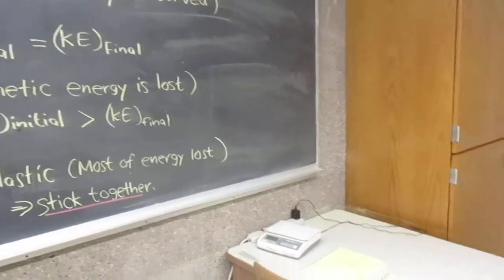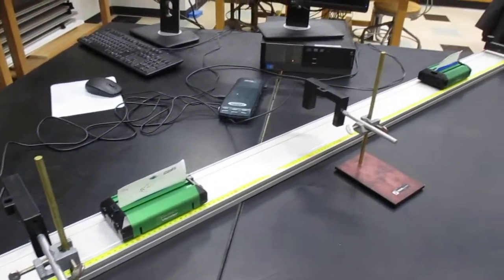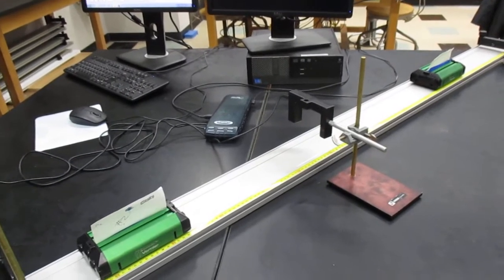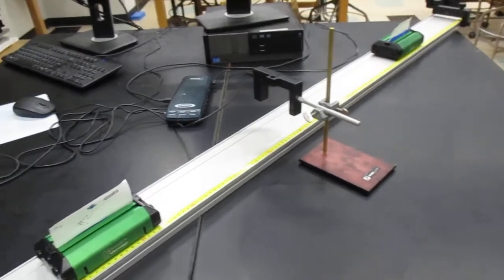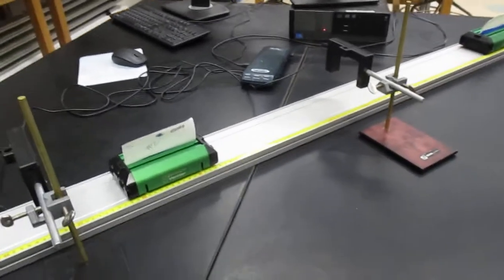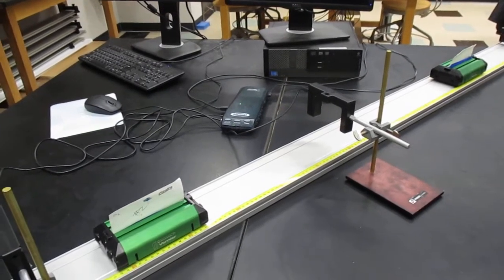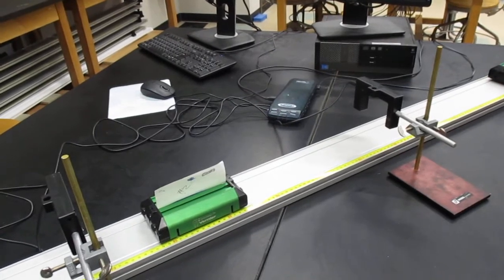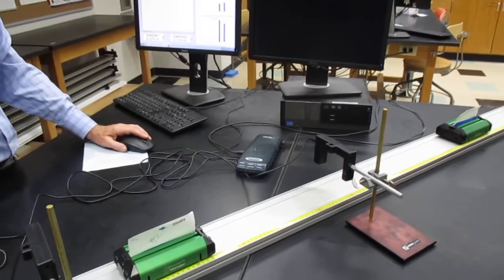So I'm going to pan over here to our setup. We have photo gates, two carts. The cart on your right is going to be cart 1 and the cart on your left will be cart 2. So let's do a trial run here. We will be collecting the initial and final velocity of both carts. So let's go ahead and try this out.